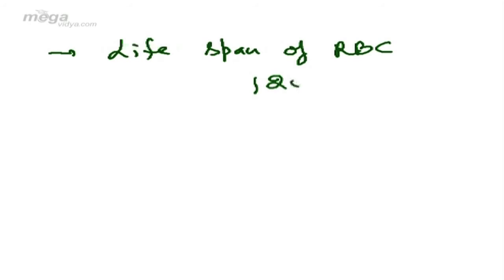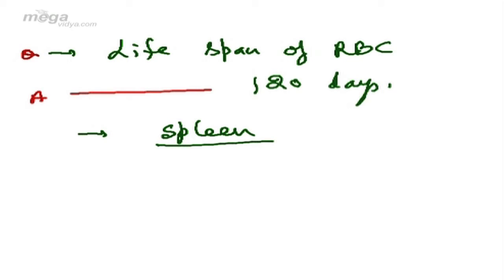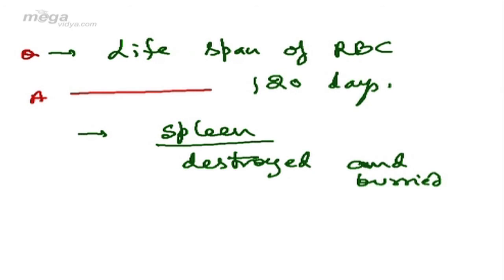another question which you get is the lifespan of RBC. It is 120 days. After 120 days, RBCs are taken to the spleen. In the spleen, RBCs are destroyed and buried. Therefore, you can get a question which was there in AIPMT mains 2012, that the graveyard of RBC is, and the answer will be spleen.